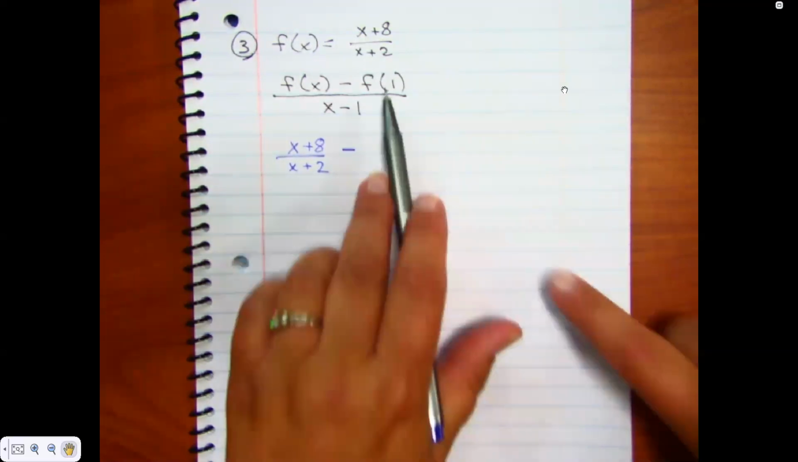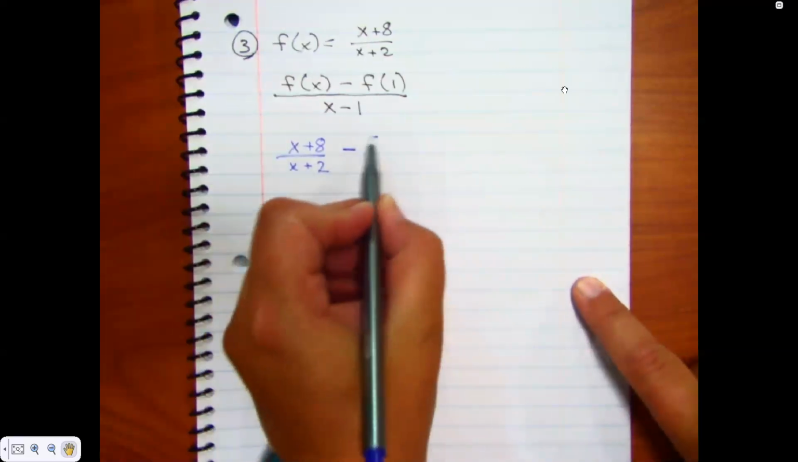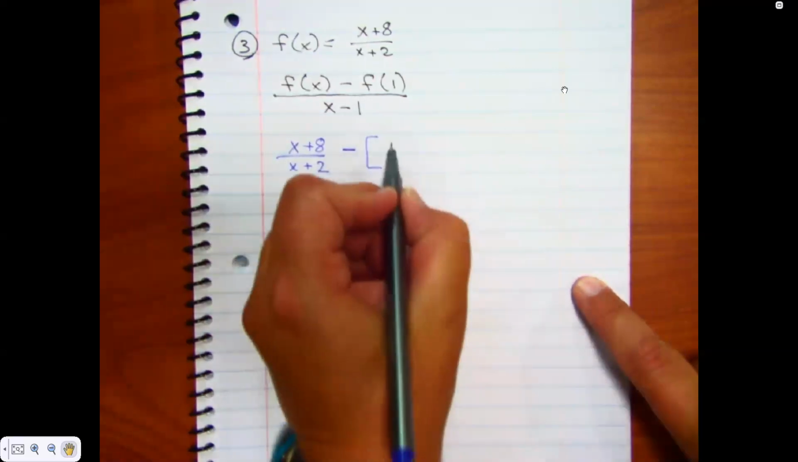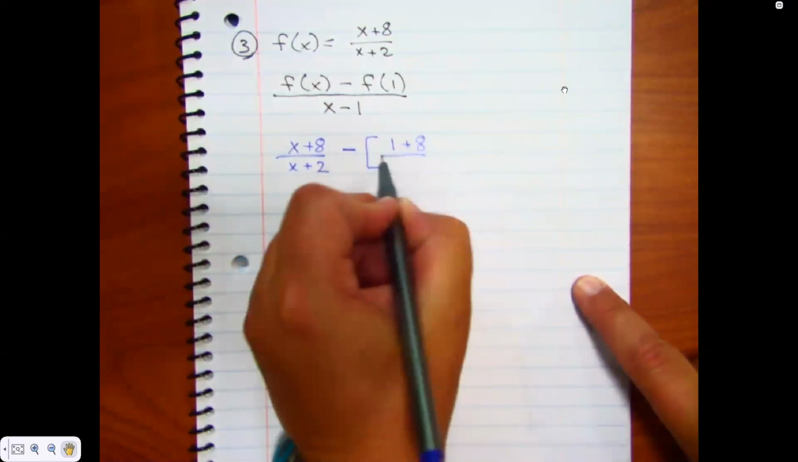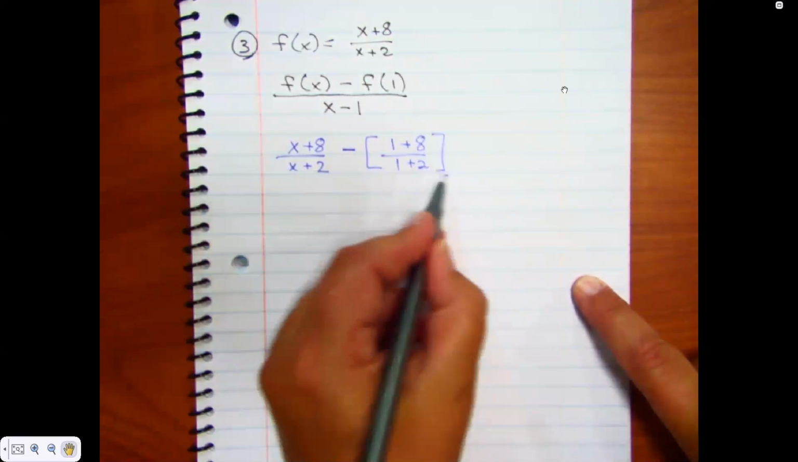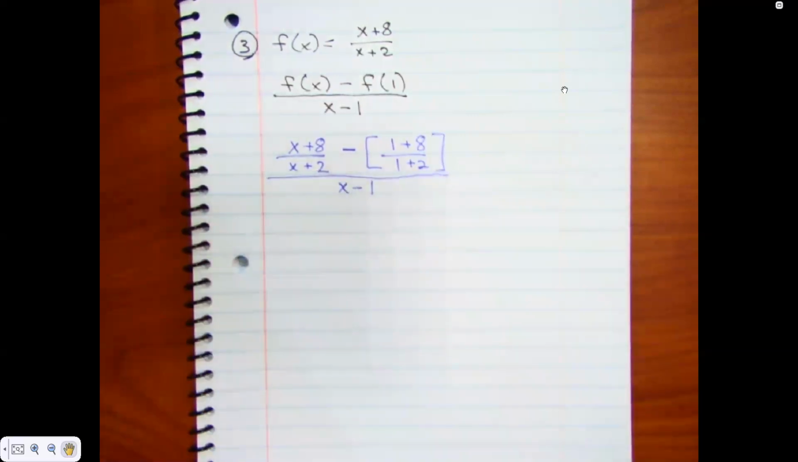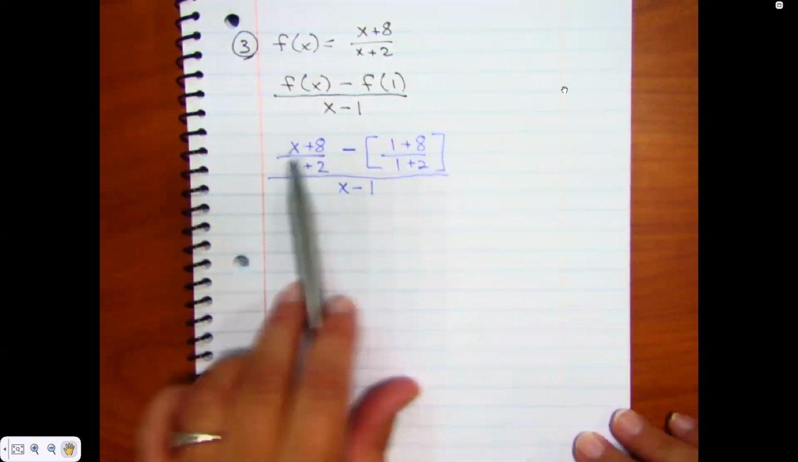Okay, now this says every place there's an x, we're going to write the number 1. We're actually going to get to put in a number. Because of that minus, make sure you have parentheses. 1 plus 8 over 1 plus 2. And don't forget your bottom denominator, your x minus 1. Sometimes I leave that out, just less to write. Just don't forget to bring it back in.